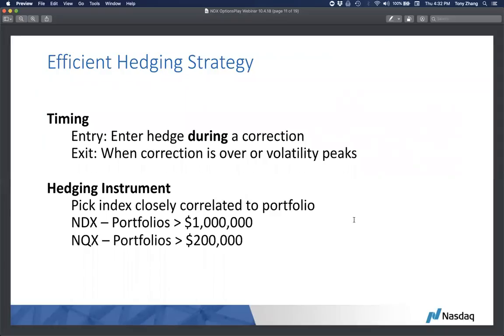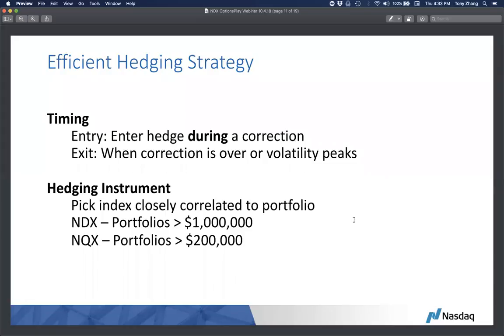So I want to break down the things that you need to look at when you're considering a portfolio hedge, everything from timing to the instrument you use, to expiration dates, to strike prices, the number of contracts, and really break down each one so that you're very clear as to how to go about selecting the appropriate hedging strategy for your portfolio.